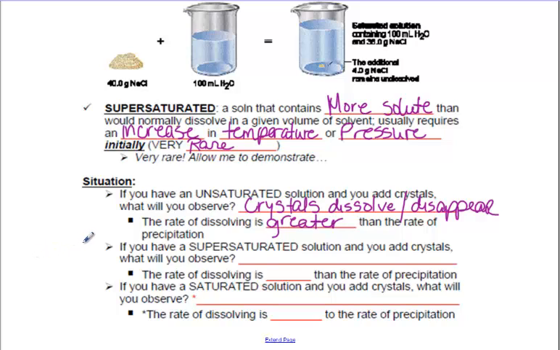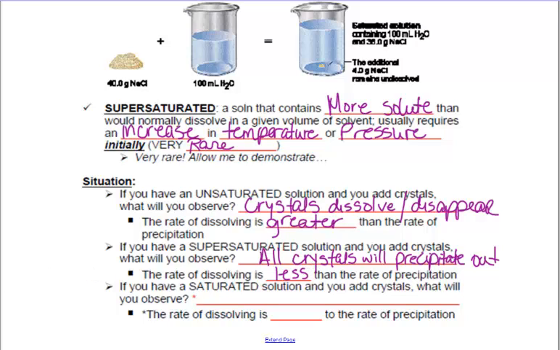If you have a supersaturated solution, now using this information up here, and you add crystals, what do you think you're going to observe? Okay, well, if it's already saturated and it can't hold any more, what do you think is going to happen? You add crystals, all of the crystals are going to precipitate out. Meaning they will fall, fall to the bottom completely. And so the rate of dissolving is actually less at this point, less than the rate of the precipitation.